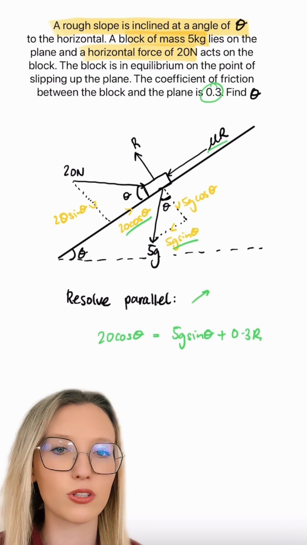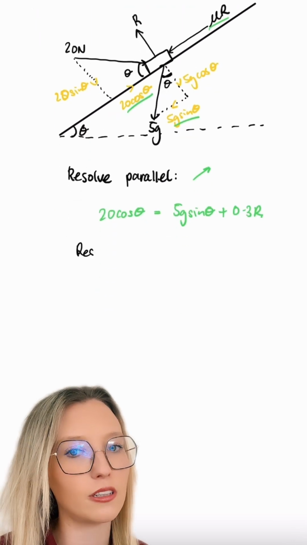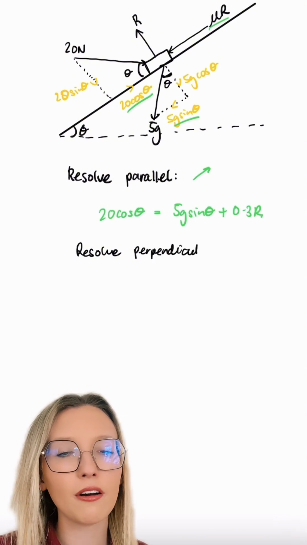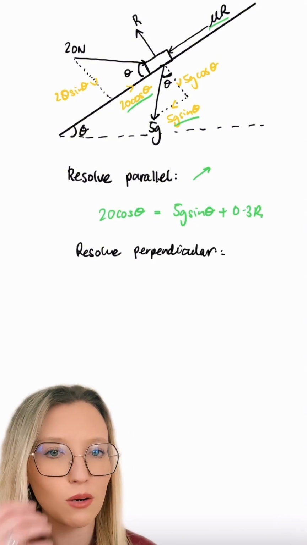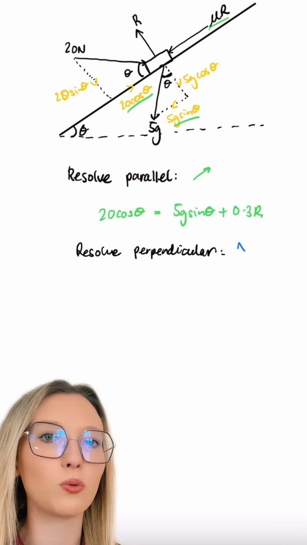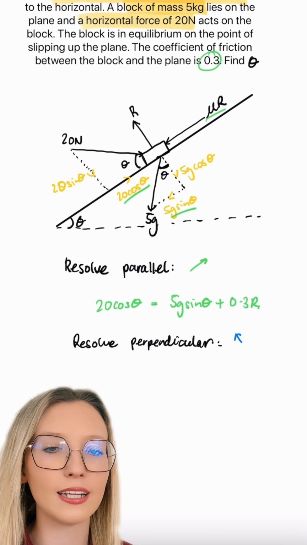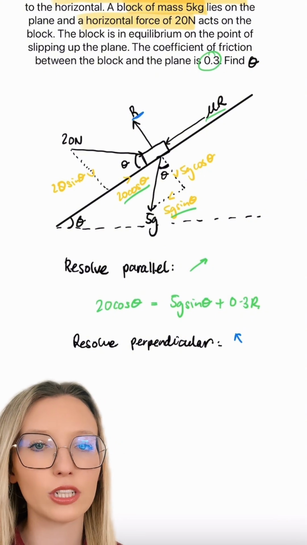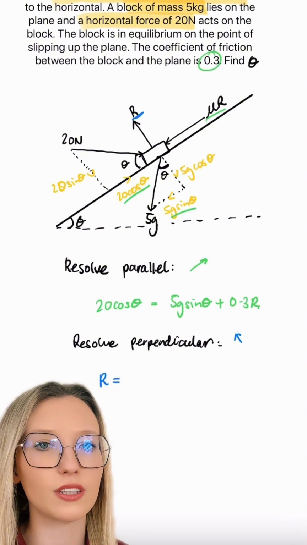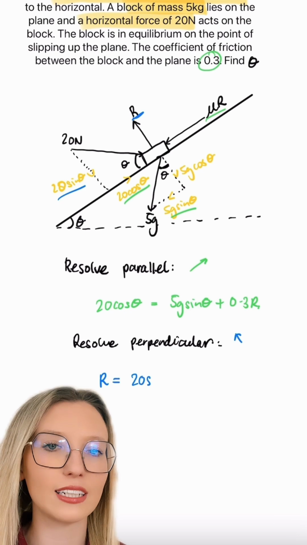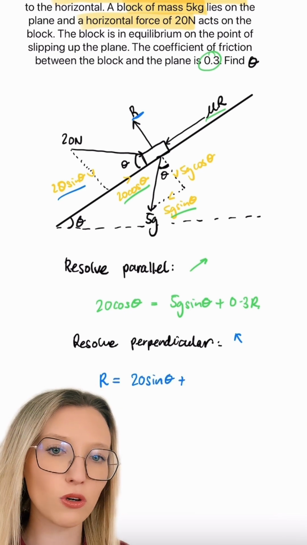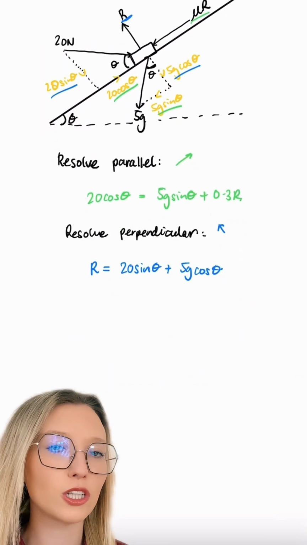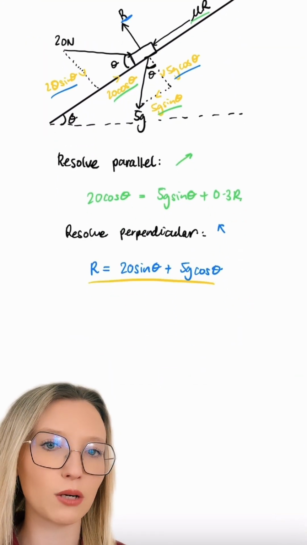Now let's take a look at resolving perpendicularly. I'm going to take the upwards direction here as positive. Well, we've got our one force working positively, which is our R. So R must equal the downward forces then. And we've got two downward forces working in the same direction here, which is 5g cos theta and 20 sine theta. Now we've got that, we've found a value for R here, and we can go ahead and plug this in to the equation that we've got above.